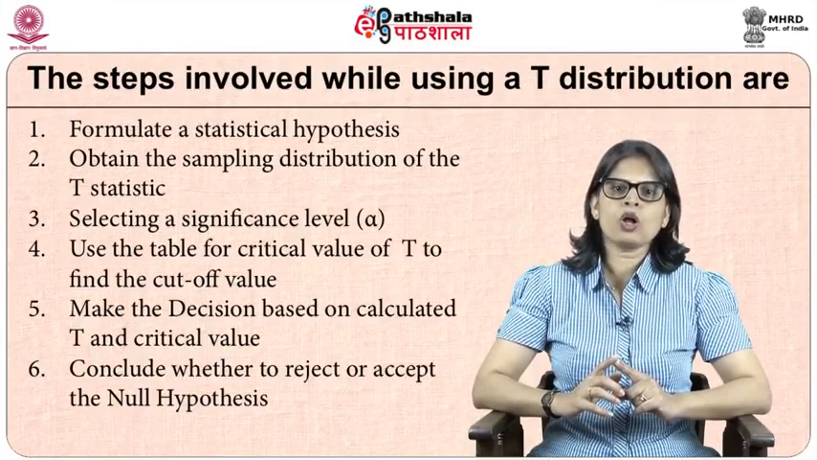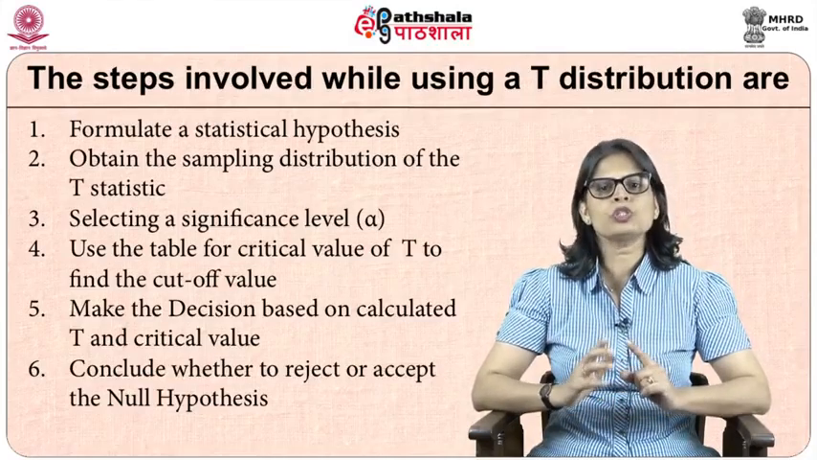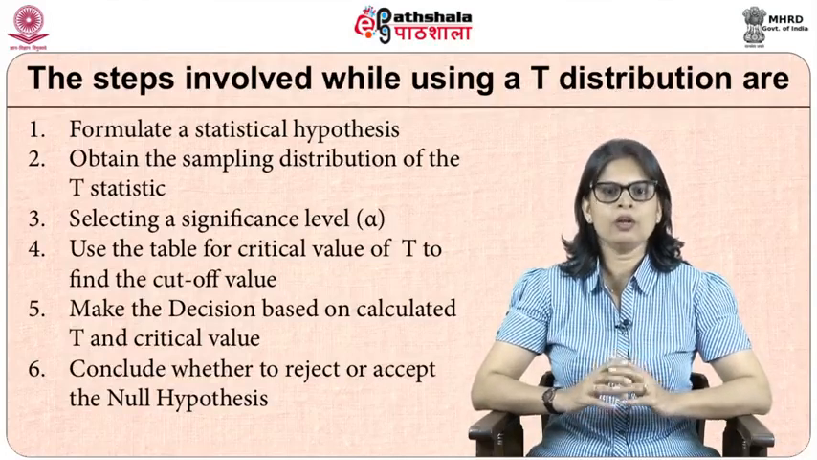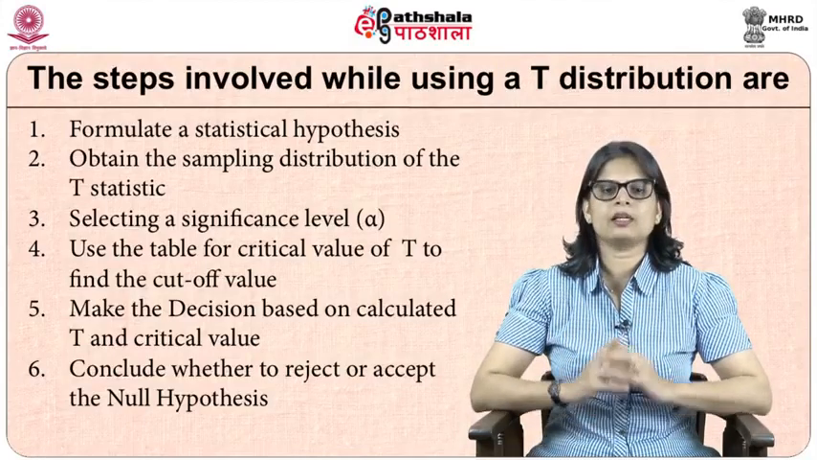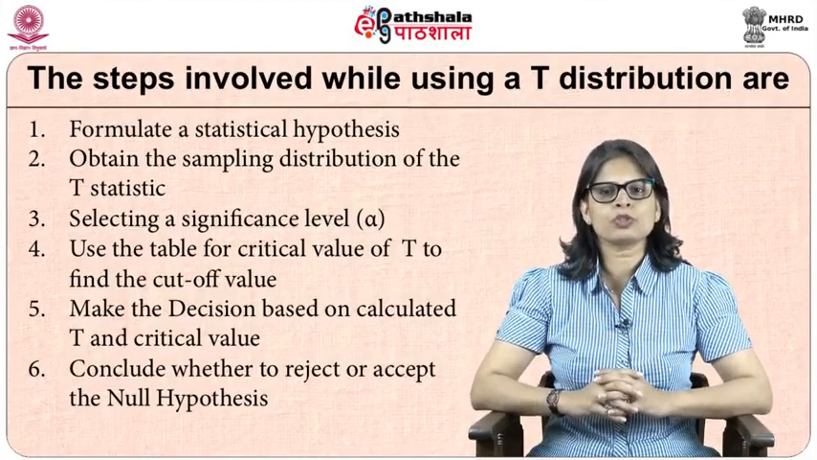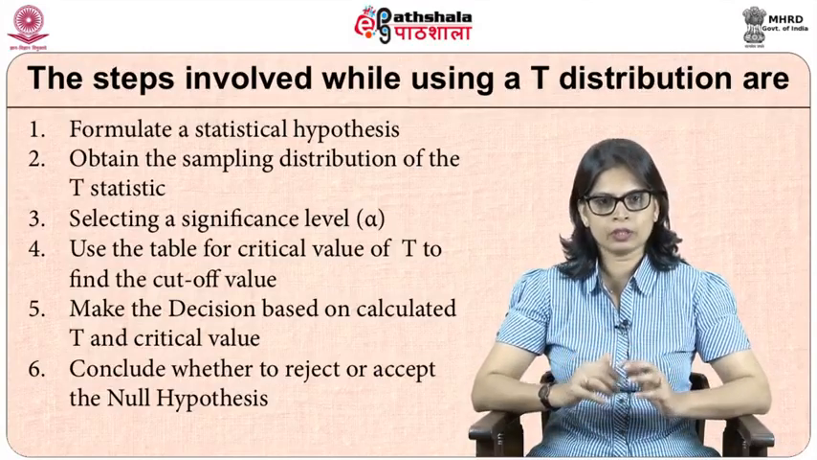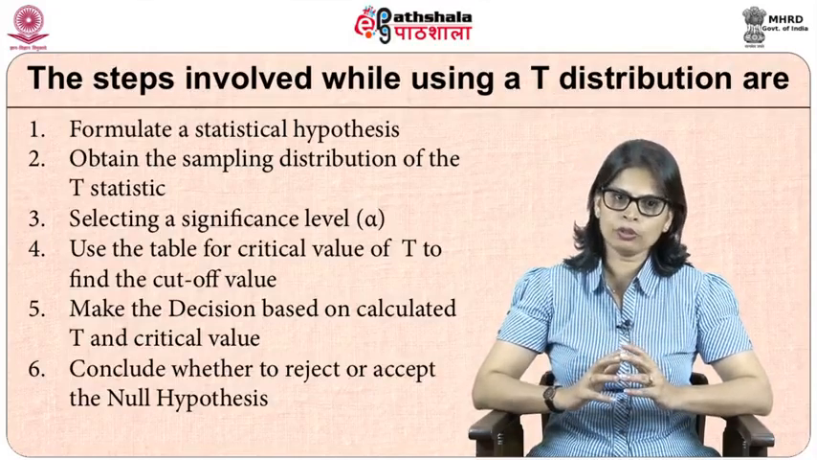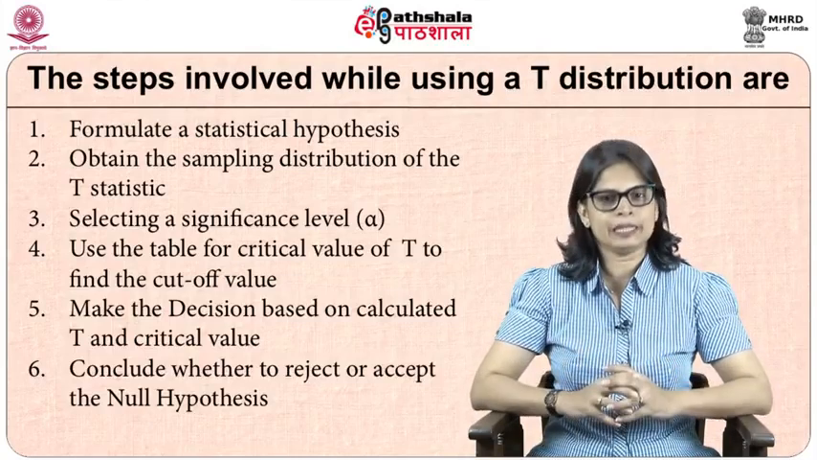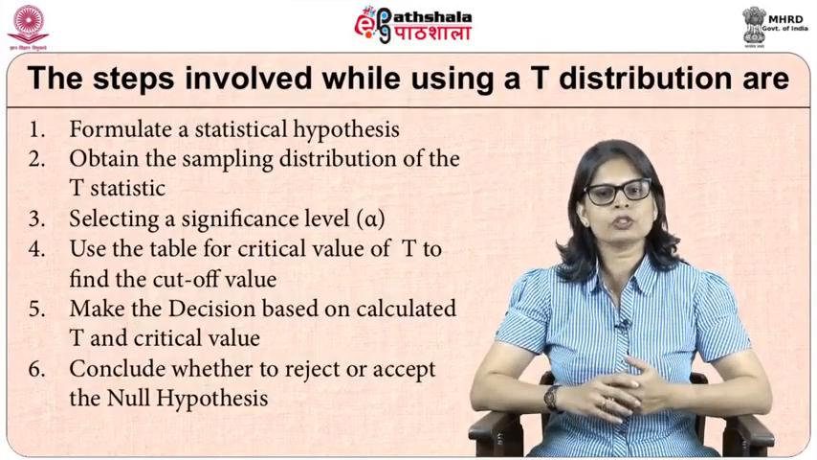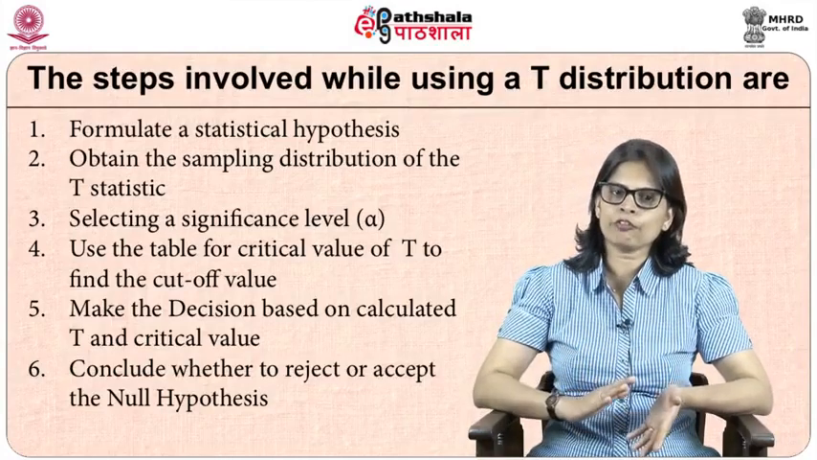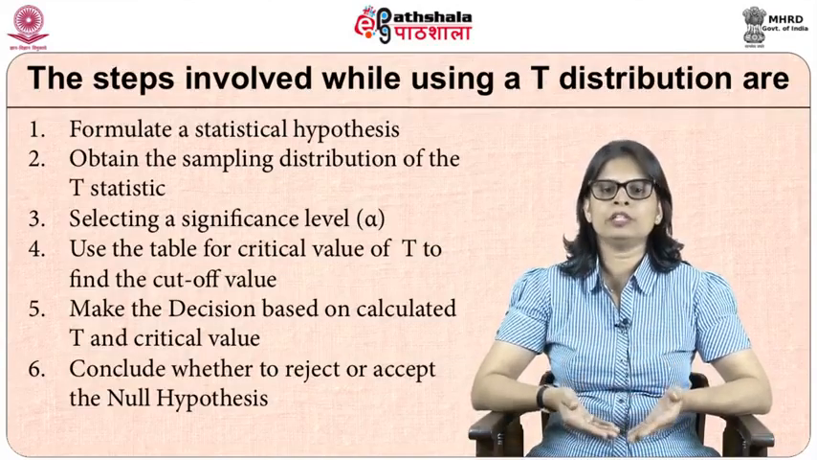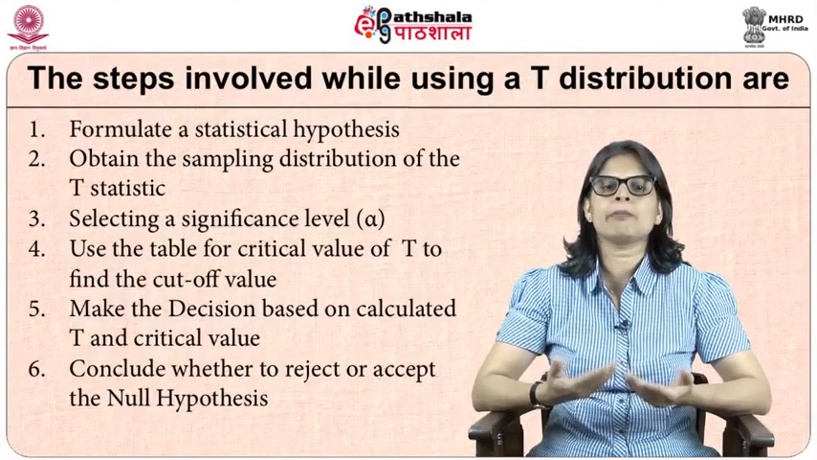The steps involved to solve the t distribution or to use the t-tests can be very well summarized as below. Step 1, formulate a statistical hypothesis. Step 2, obtain the sampling distribution of your t statistic. Third, select a significance level usually denoted by alpha. Fourth, use the table for the critical value of t. Fifth, make a decision based on your calculated t and the cutoff or the critical value obtained from the table. Sixth, conclude whether to reject or accept the null hypothesis based on your decision.